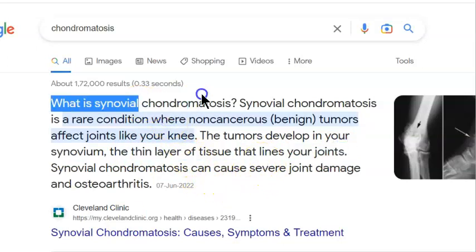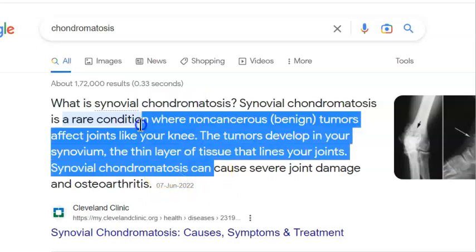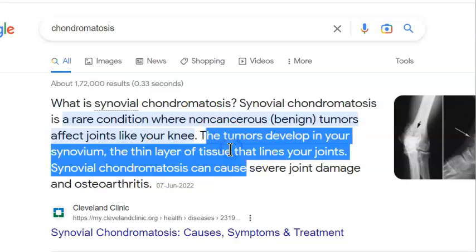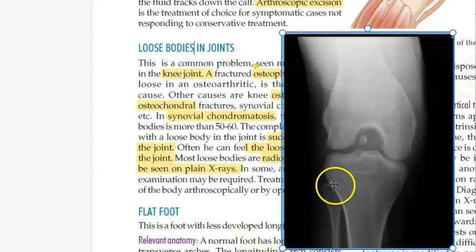So chondro usually refers to your cartilage. So it is forming cartilage and then that is ossifying, is it? So basically it is producing these kind of loose bodies. So remember, around 50 to 60 loose bodies you can find in synovial chondromatosis. So here you can see the loose body, and what will happen because of this? So there will be pseudo locking. That's what they are saying.